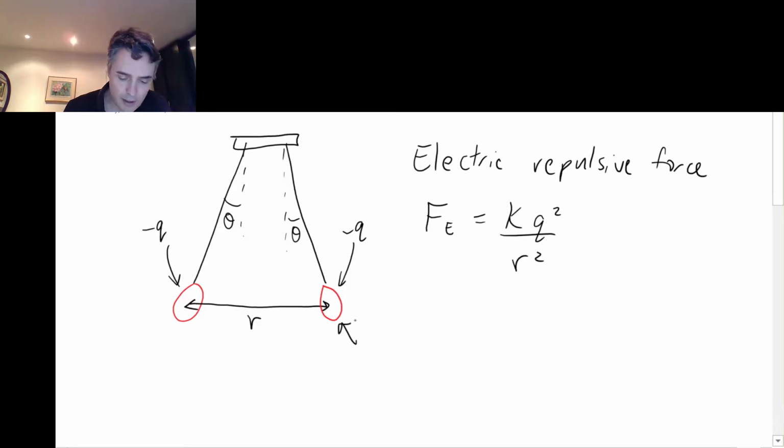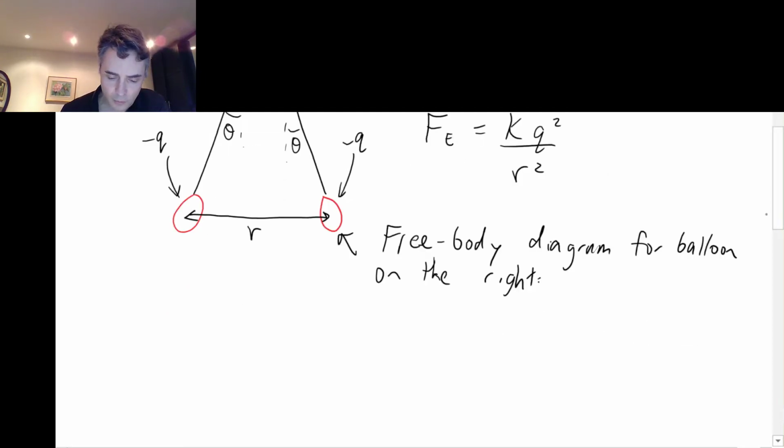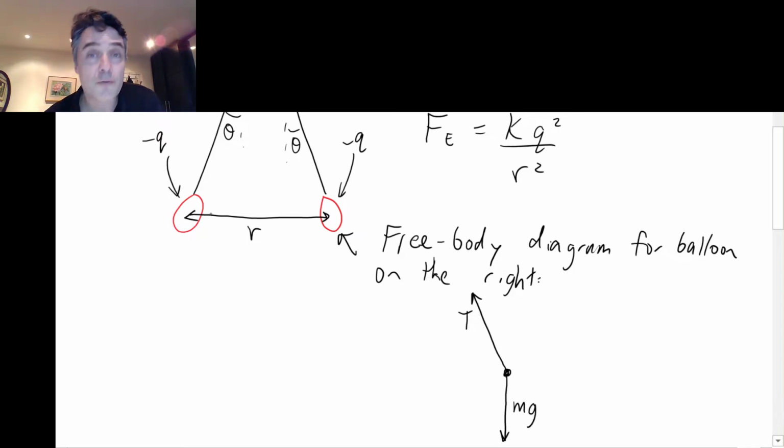So let's draw the free body diagram for the right balloon. What's that going to look like? Well, there's the balloon. You have upward here the tension, which is totally unknown. You have in the negative y direction mg, the gravity force, and then you have the repulsive force from the other balloon, which we've already calculated is F sub e. And this tension force is at an angle theta.